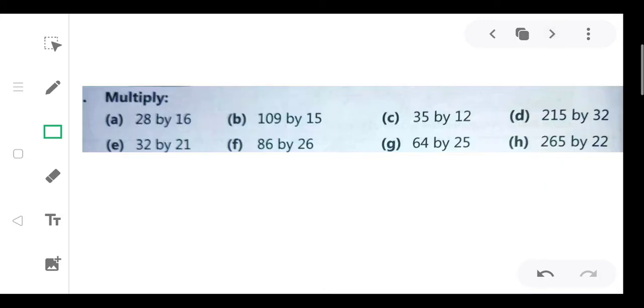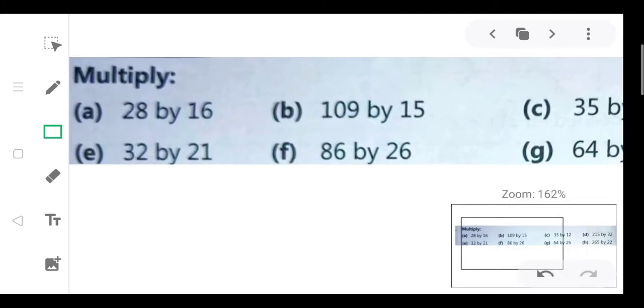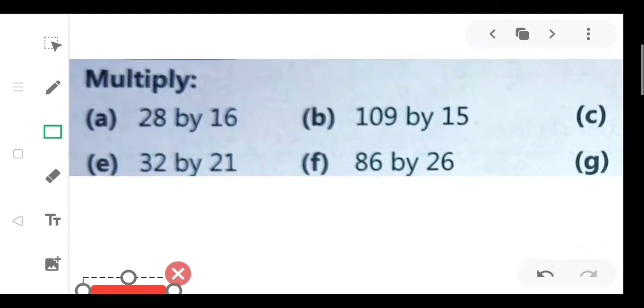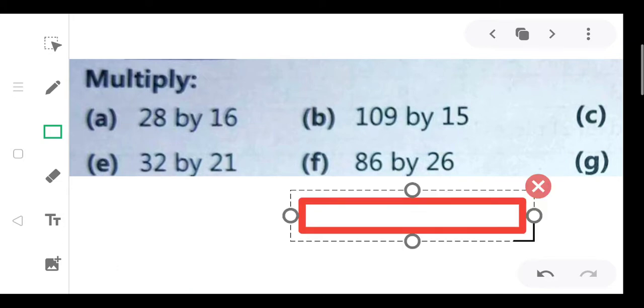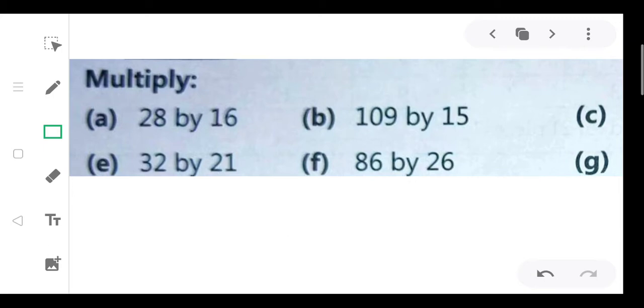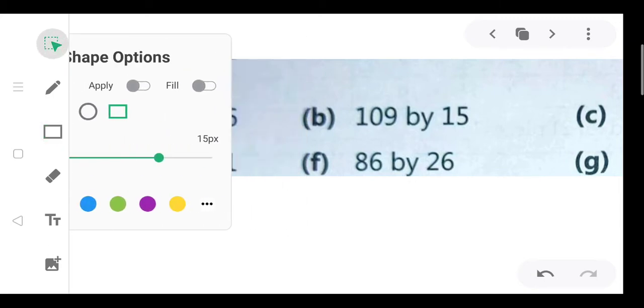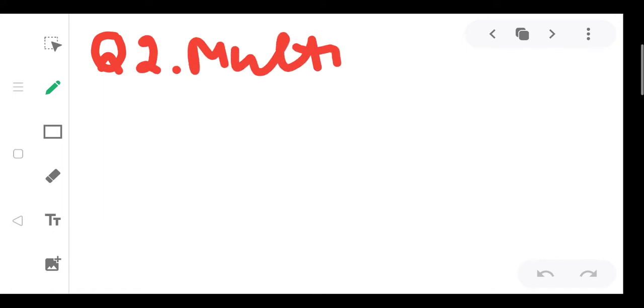Exercise 4D is in front of you and your questions also. First question is 28 multiplied by 16. This I will explain to you on the blank page. So I will explain this question here. A part, this question 2, and the question was of multiplication.